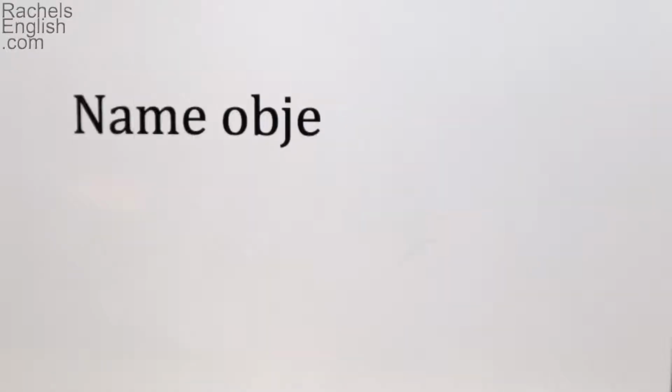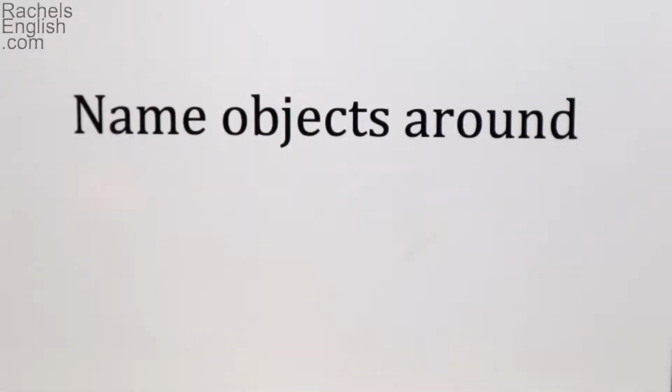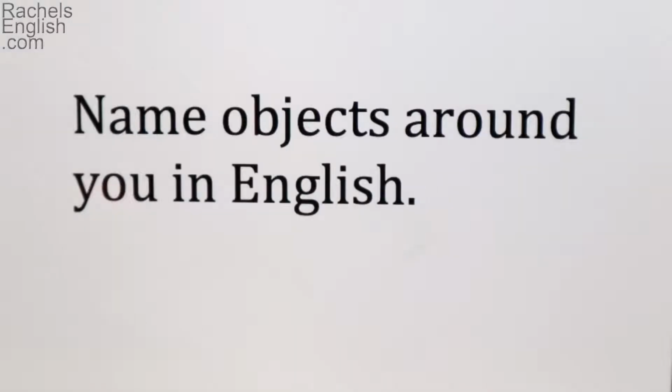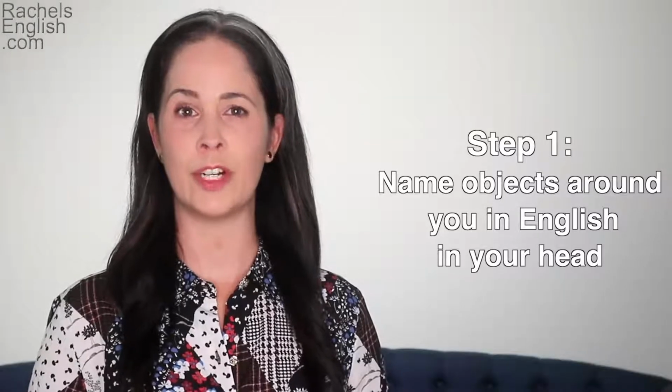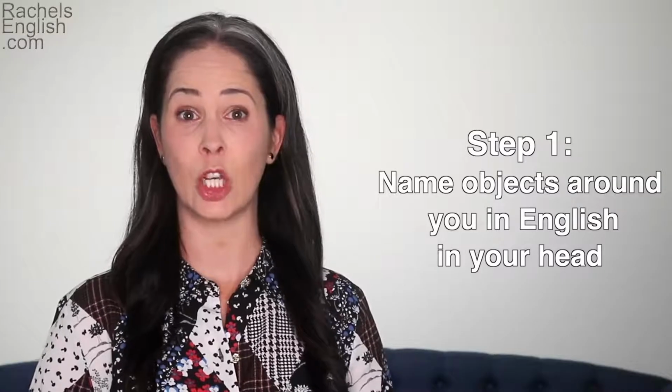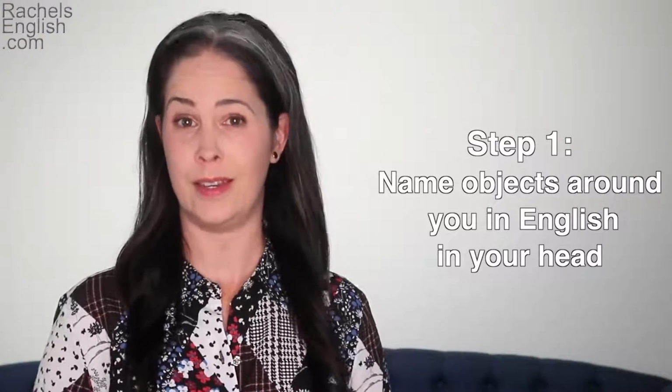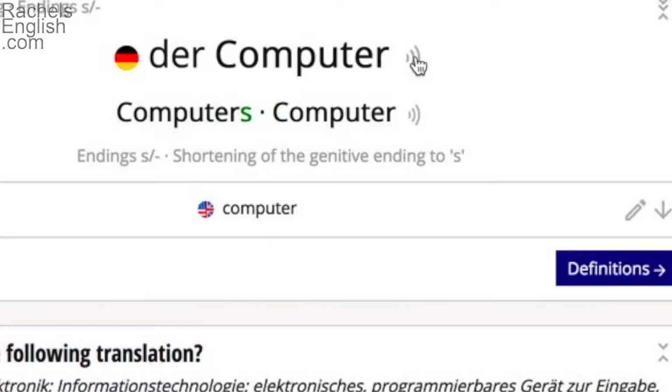The first tip is to start simple and name objects around you in English. I remember when I was learning German and I was doing this, I had to learn the article as well. Der, die, das. Der Computer. We don't have that in English, but it doesn't hurt to really focus on the pronunciation as you're thinking of simple objects. In fact, that's why I started my YouTube channel and even my academy.